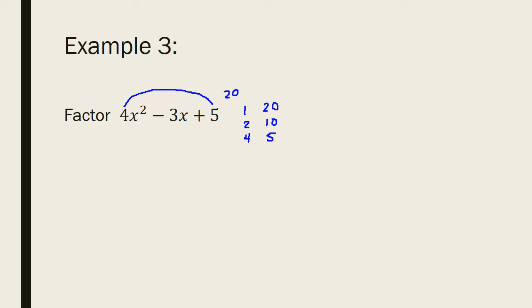Now because this is a positive 20 and we're looking for a negative 3, well, we know that both numbers need to be negative. Now which one of these adds up to give you negative 3? Well, this is a negative 21. Here's a negative 12. And this one here is a negative 9. So none of them add up to give you negative 3.